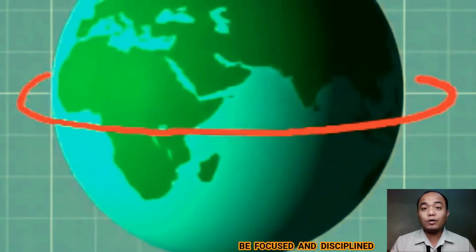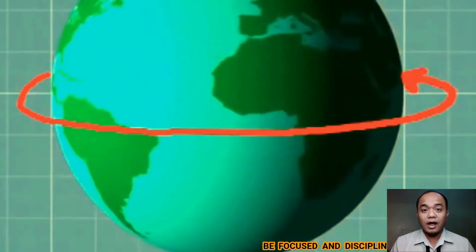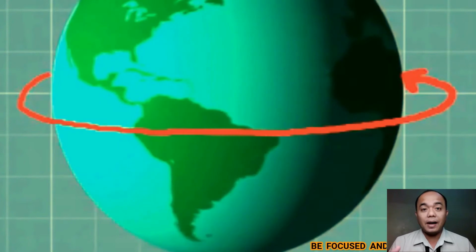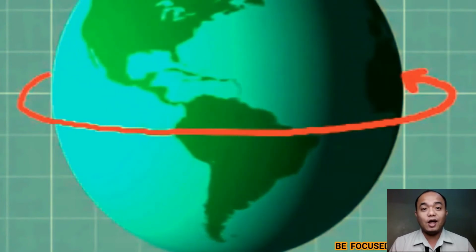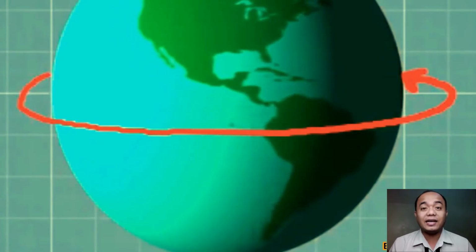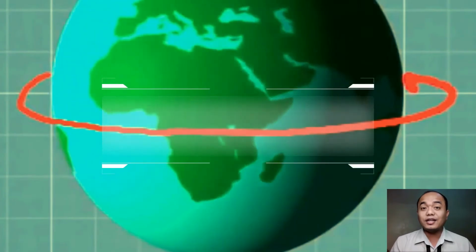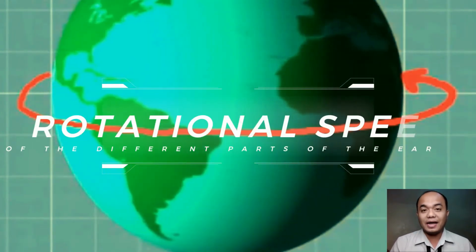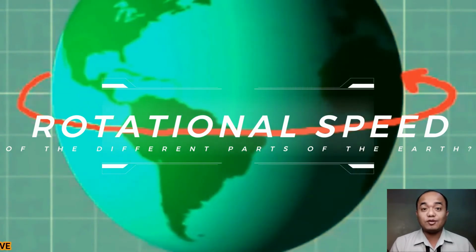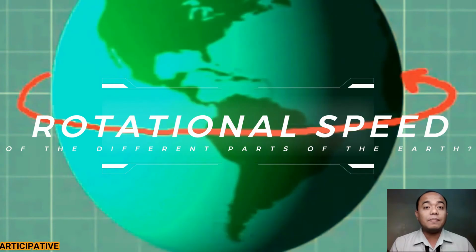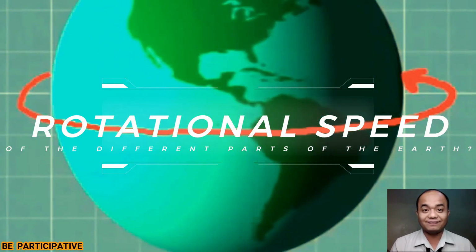Ang mga hangin naman o tubig malapit sa equator ay mas mabilis naman ang kanilang paggalaw kasi nga mas mataba ang gitnang bahagi ng ating mundo. Kaya mas malawak ang distansya na kanilang iniikot or iikutin. How do we get the rotational speed of the different parts of the Earth? Paano natin malalaman? Paano natin maisosolve kung gaano kabilis ang pag-ikot ng iba't ibang bahagi ng mundo?